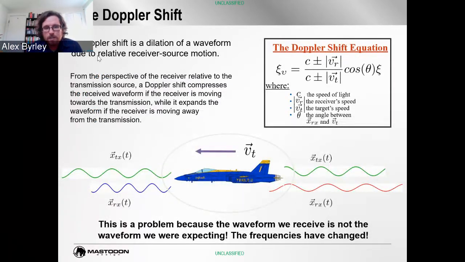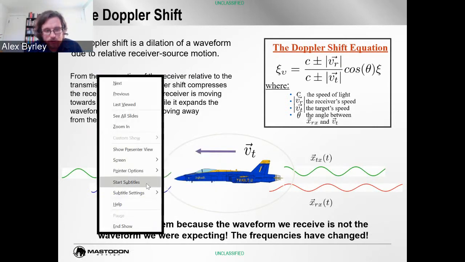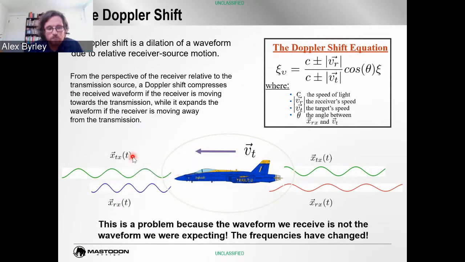The Doppler shift is a dilation of a waveform due to relative receiver source motion. Let's imagine that we are in this plane here, and we're moving with some velocity vt to the left of the screen. We have some transmitter over on the left, let's say it's in front of us, that's going to transmit us some information with this green waveform. From our perspective, because we're moving towards the transmitter, what we're going to receive is this blue waveform. It's compressed in time due to the Doppler shift, so it looks like it has a higher frequency.